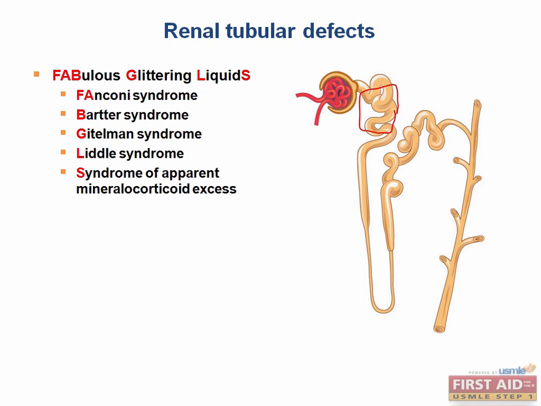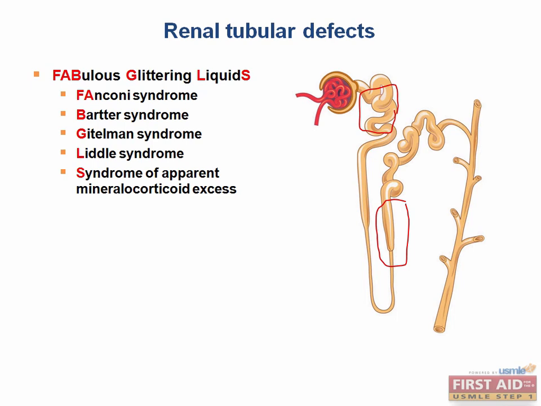Bartter's syndrome is a reabsorption defect in the thick ascending loop of Henle. It is an autosomal recessive mutation of the sodium-potassium 2-chloride cotransporter. It results in hypokalemia and metabolic alkalosis, similar to what you would see with the use of which diuretic? Correct, a loop diuretic.